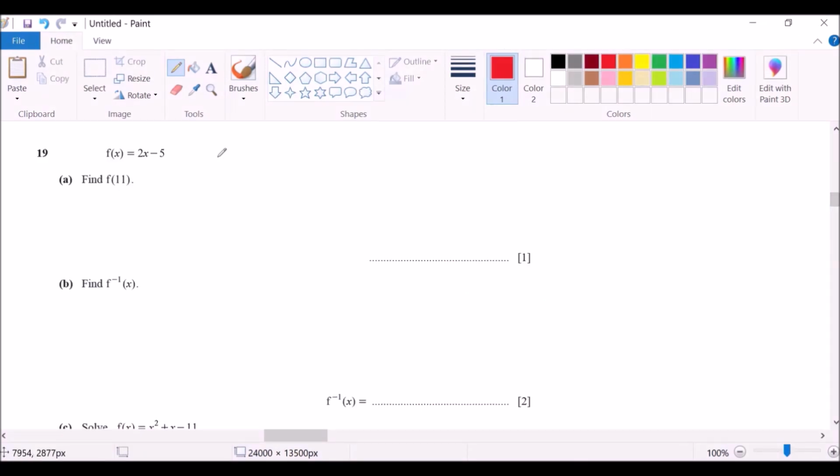Now we move to number 19. Functions. F of x is equal to 2x minus 5.